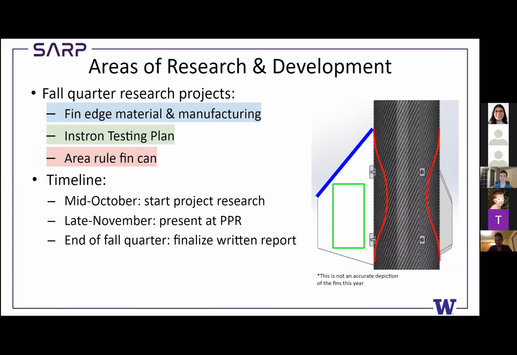So this year so far, we've had a couple different research projects going on that we'll be talking about today. First, the fin edge material and manufacturing, looking at how to optimize that with new methods. An Instron testing plan, how can we test our fins and get more reliable data so we can optimize them better. And then finally, an area roll fin can, which is something that could be implemented in future years, actually changing the size of the fin can to make it more aerodynamic as the rocket flies.